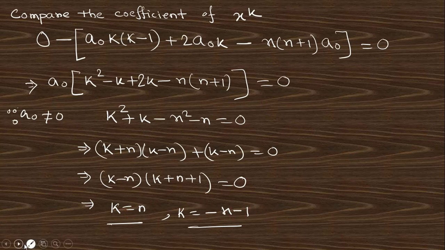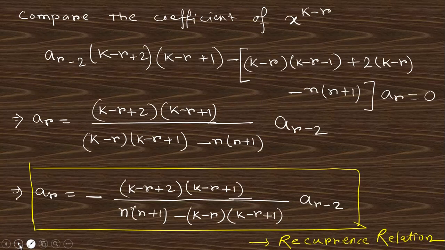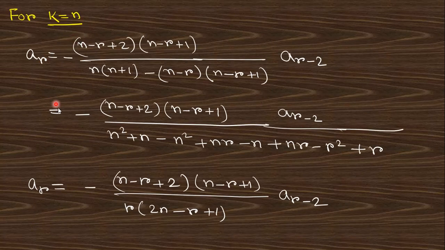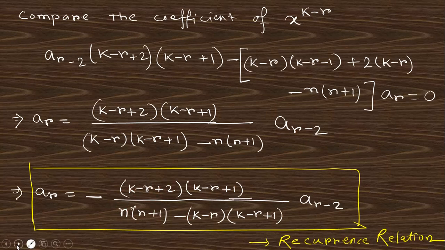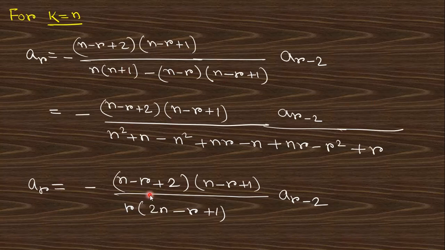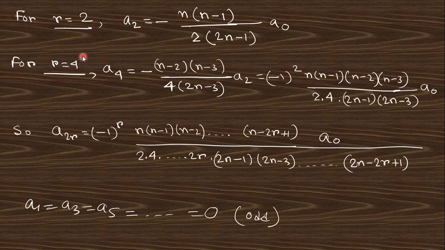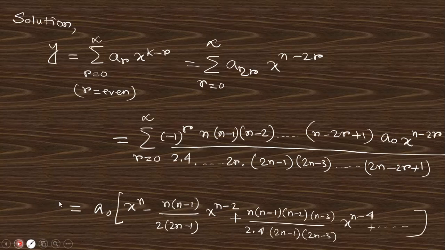So at first we take the solution k equal to n. Then in this recurrence relation we put k equals to n, we get this recurrence relation, and after that you put the values of r, that is 2, 4 and so on, and you get the generalized coefficient like that. And a3, a4, a5 equal to 0, because a1 is 0, and that's it, the odd terms will be 0. For the solution of y, we will get this equation.